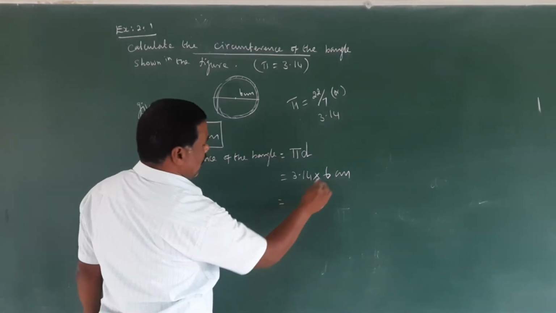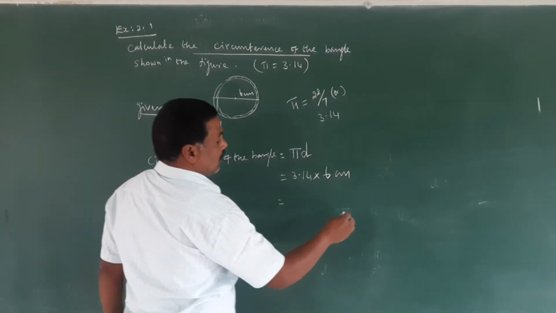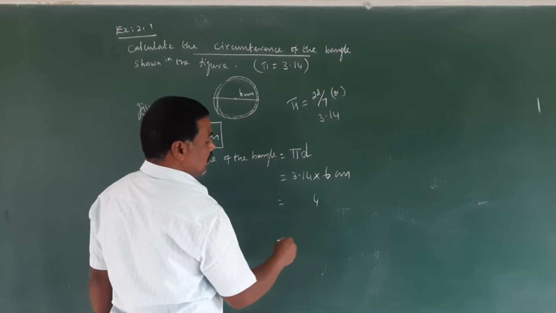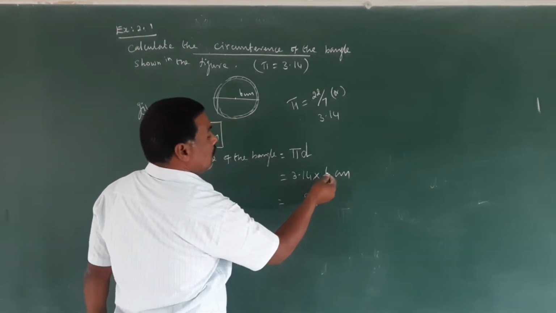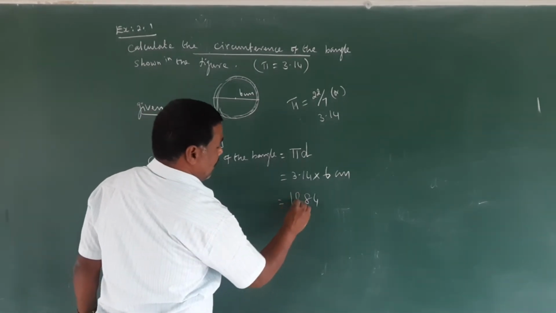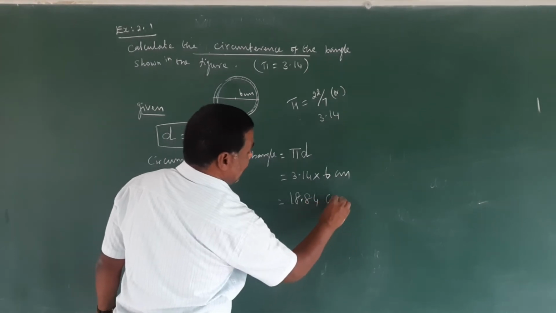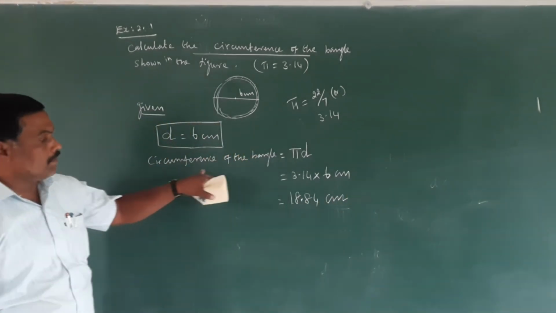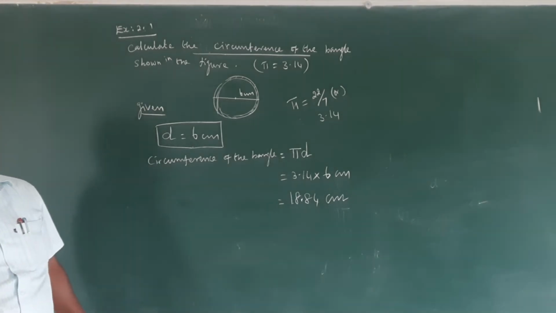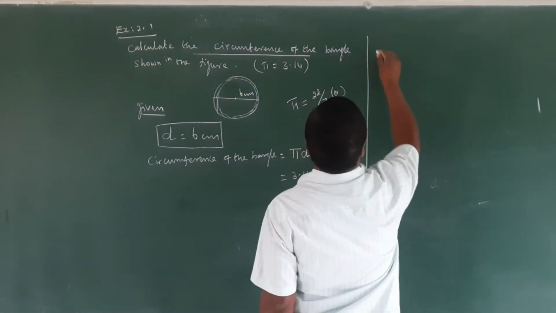Now you multiply: 6 fours are 24, remaining 2. 6 ones are 6 plus 2 is 8. Now 3 sixes are 18. So the answer is 18.84 centimeter. The circumference of the bangle is equal to 18.84 centimeter.